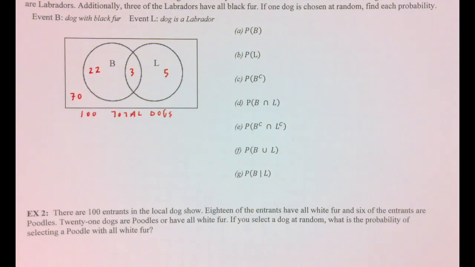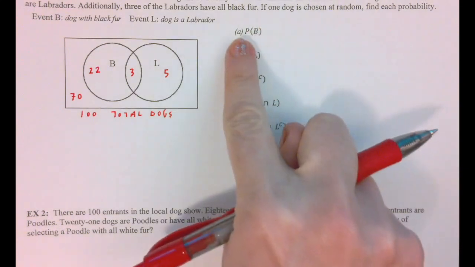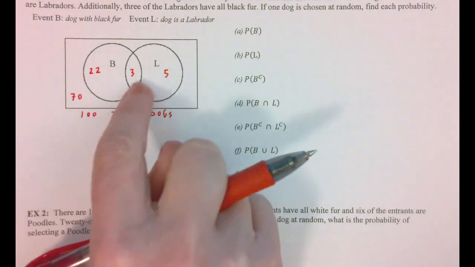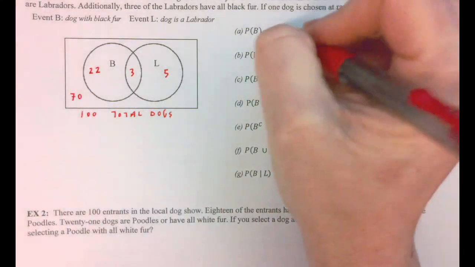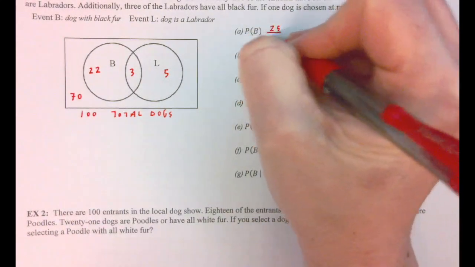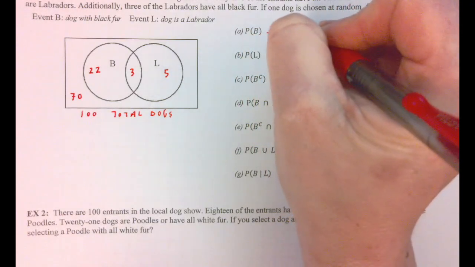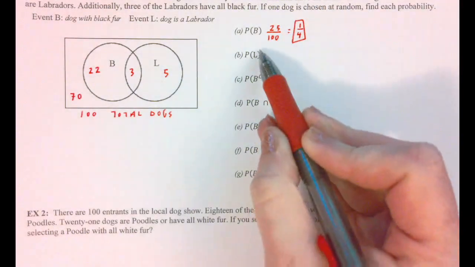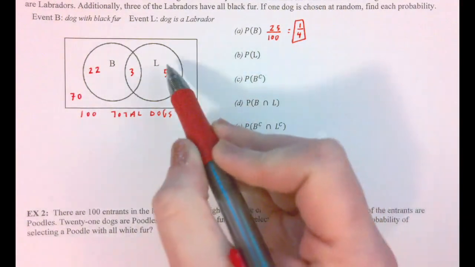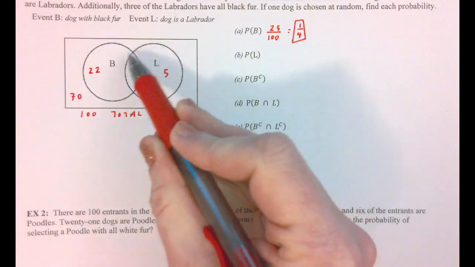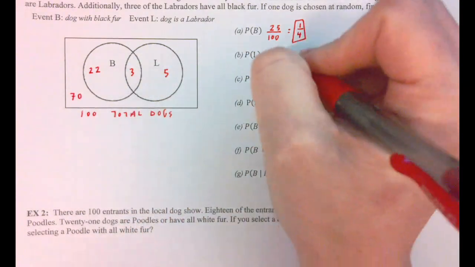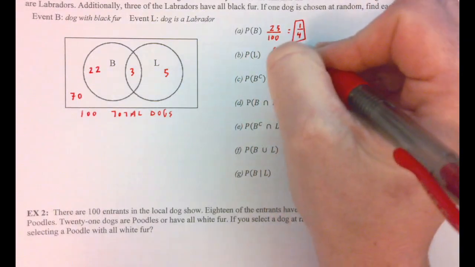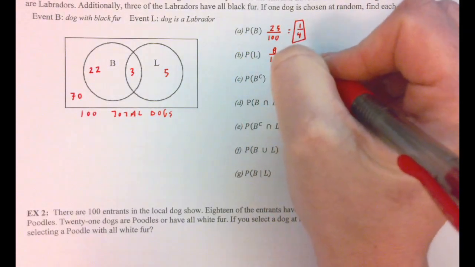So then going to the right, I'm answering these questions. So what is the probability that we get a dog with black fur? So we have 25 total dogs that have black fur out of 100 dogs. So 1 in 4. What is the probability that we pick a lab? So it could be any lab. Total is 8. 8 out of 100 reduces down to 2 out of 25.